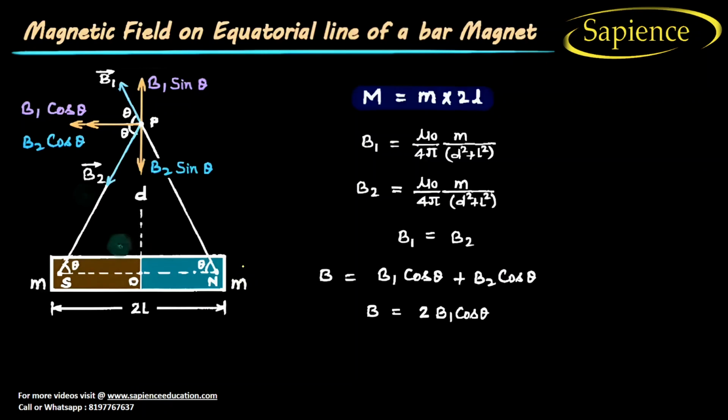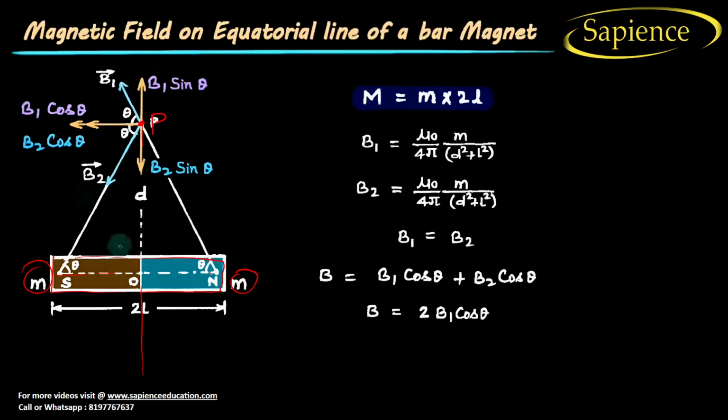Now next is the magnetic field on an equatorial line of the bar magnet. We have already studied what an equatorial line is. Let us suppose this is a bar magnet, and the plane perpendicular to this is known as the equatorial plane. At any point on this plane, if you want to find the magnetic field, how will you find it? Let us draw the diagram first of all. I have already drawn the diagram. See here, this is the magnet, having a pole strength M, and this is the central axis. And this is the line at which we want to find a magnetic field. Let us suppose we want to find the magnetic field at a point P.